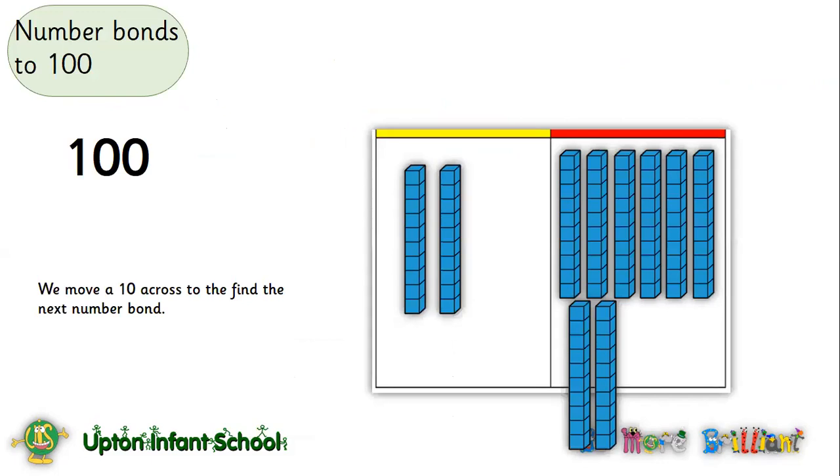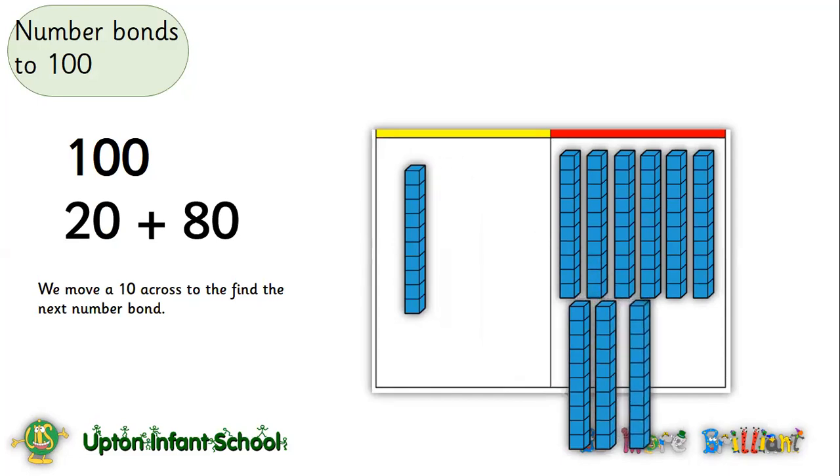So then by the end of the week, some of us were being superstars and thinking about our number bonds to 100. And to make our number bonds to 100, we have to move a 10 across from the tens column into the ones column to find the next number bond. So this one, for example, is 20 add 80 because I've got 2 lots of 10 in the tens column, and then I'm going to have 80 little ones. That gets me to 100. I'm going to move a 10 across, and now it's changed again to something slightly different.